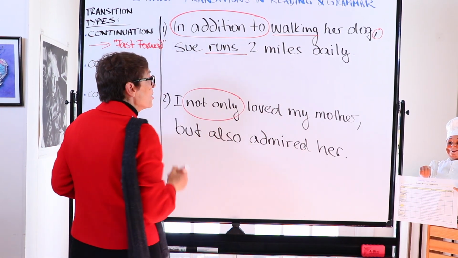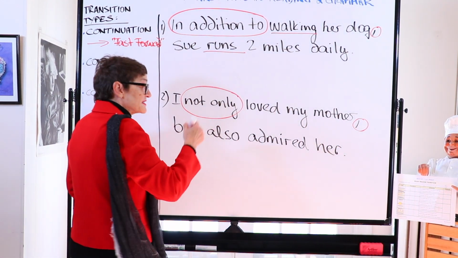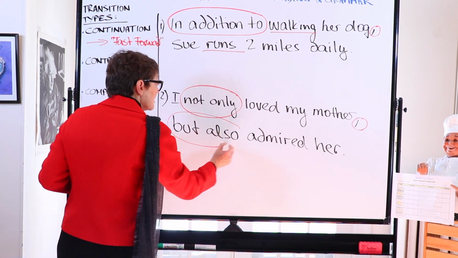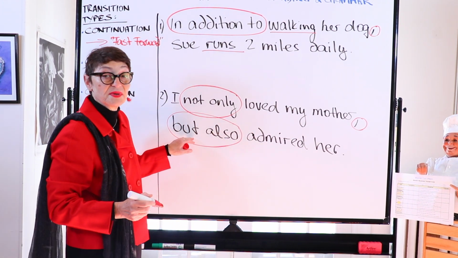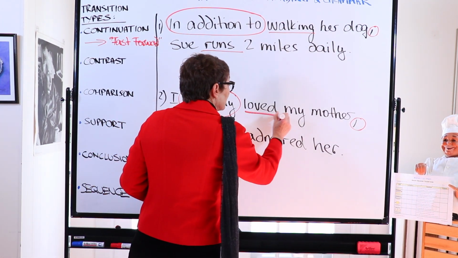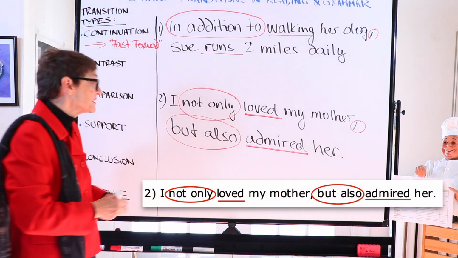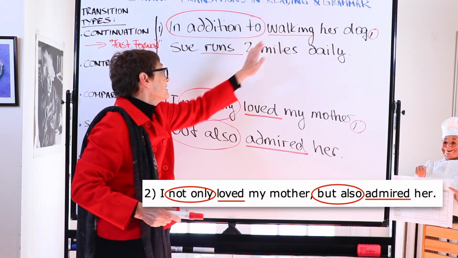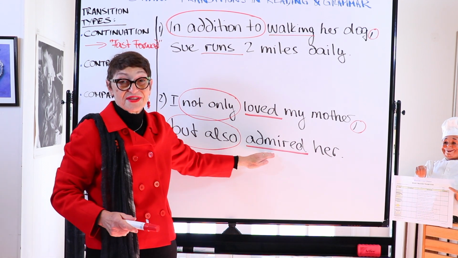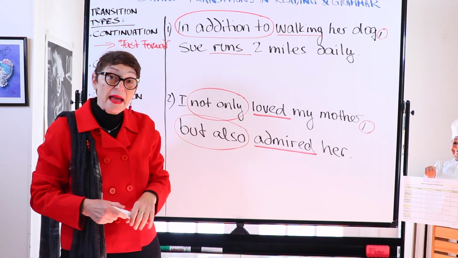I not only loved my mother, comma, again we have the comma here, so we know exactly where the second part starts. And the second part here is but also. So it's not but alone, but it's but also. But also admired her. Again, the emphasis stays the same, loved and admired. Just like here, active, here, very positive feelings, more positive feelings. That's how continuation transitions work.